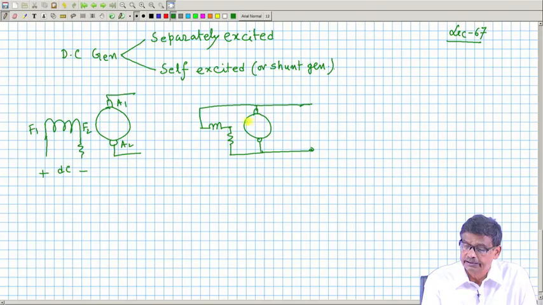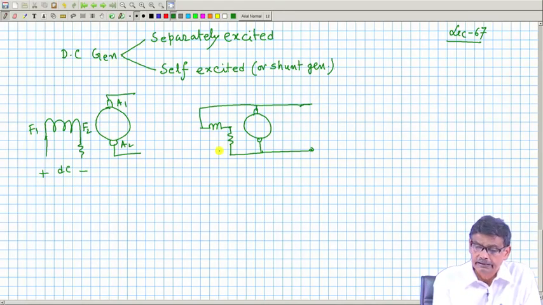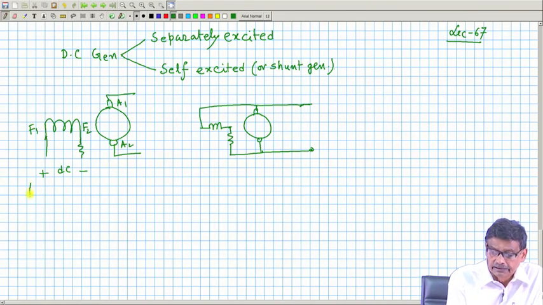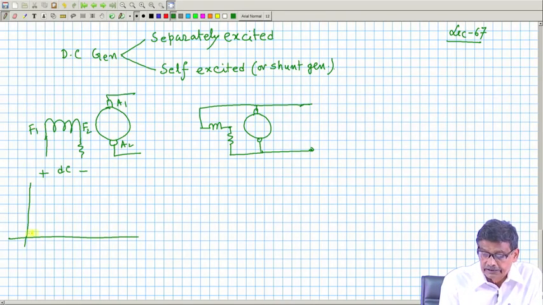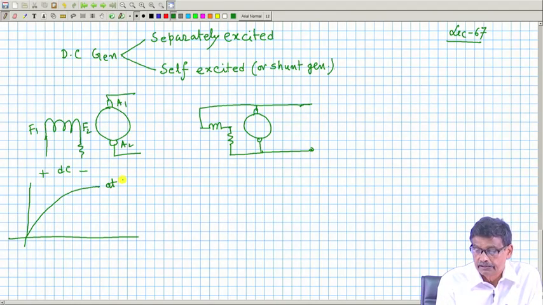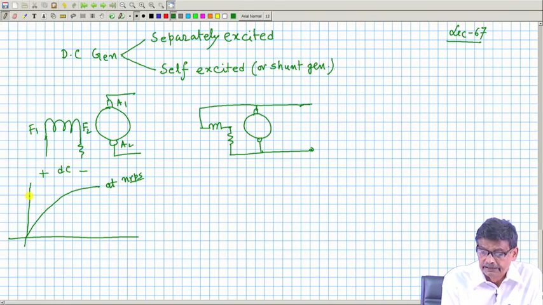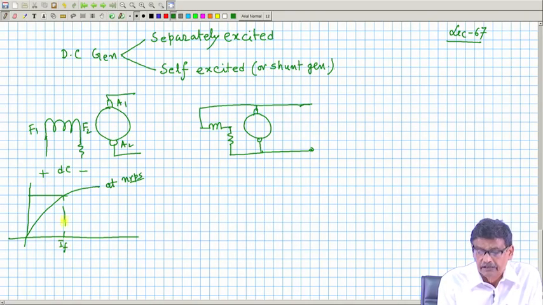The value of Ra is much smaller compared to the total resistance of the field coil. We have seen its open circuit and load characteristics. The OCC of this generator was like this, but do not forget to mention at what speed, say the rated speed of 10 RPS. This is the rated voltage, and this is the nominal field current.